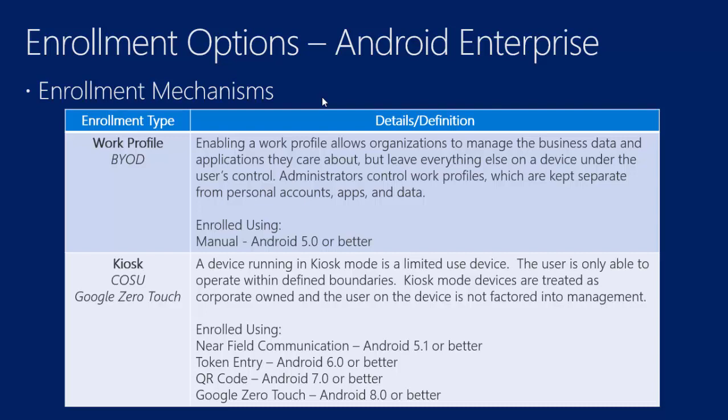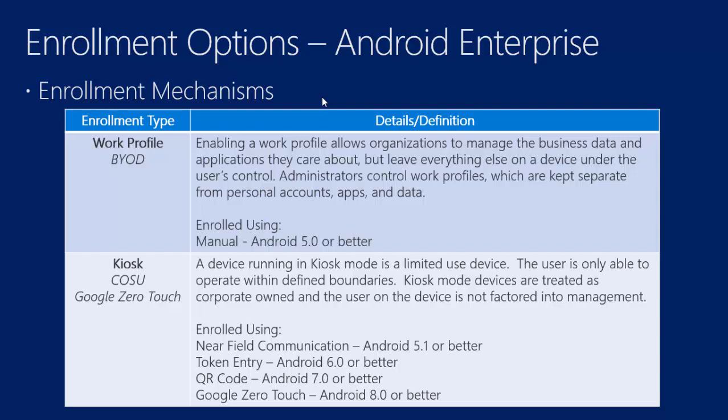So still bringing that back to these big, broad labels, right? BYOD, that is our work profile enrollment. So enabling a work profile allows organizations to manage the business data, the separation from the user data. BYOD, again, and work profile through BYOD, it's a manual enrollment, requires Android 5.0 or better. Then contrast that to Kiosk Mode, specifically COSU is the scenario right now in Google Zero Touch that will get us into a Kiosk Management mode.